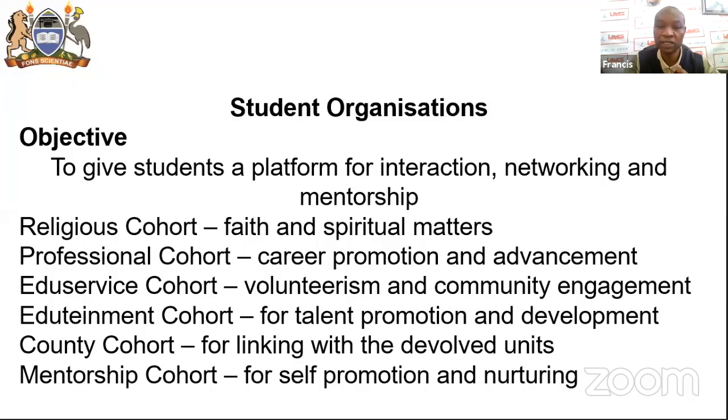Basically, the student associations are here to give you a platform for interaction, networking, and mentorship. It is through the student clubs, societies, and associations that we are able to monitor and bring you to a level whereby you are supported holistically. And Kisii University has quite a number of these clubs and societies with very deliberate interest of the students. We have classified ourselves into different cohorts for the purposes of ensuring that we do not leave anyone behind.